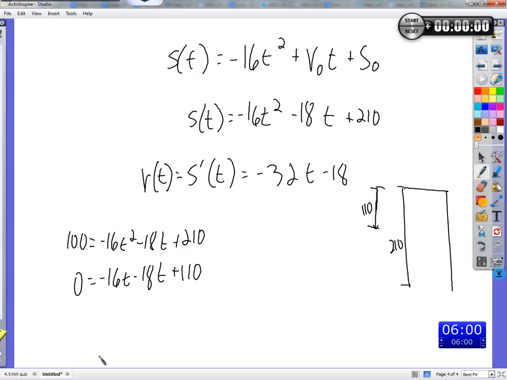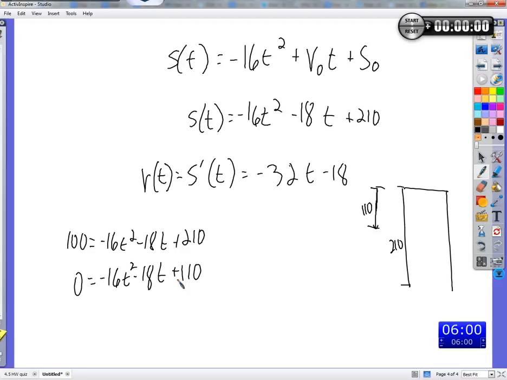Shouldn't that be t squared? Yeah, it should be t squared. So when you set it equal to 0, that's a lot of times like a height of 0. Well, this would be the same scenario. It falls to 100 feet from 210, or it starts at 110 and falls to the ground, right? So either way you think of it, it's both the same thing. So how do we solve this equation?